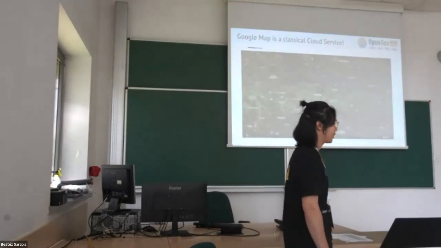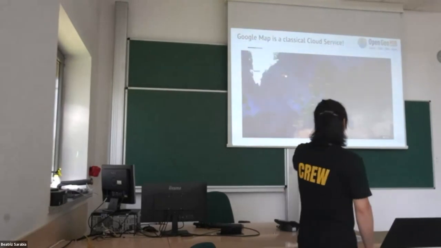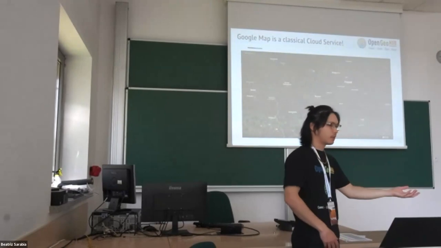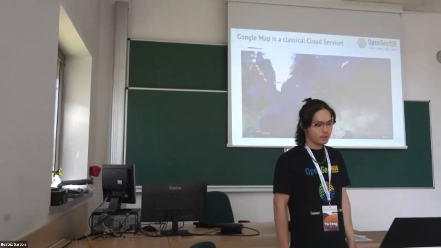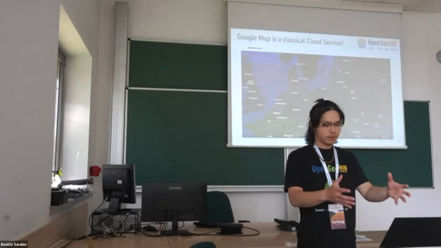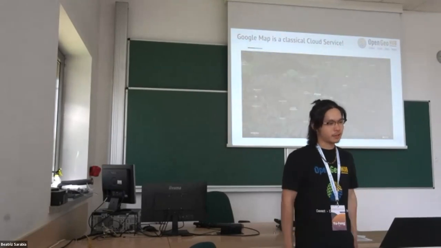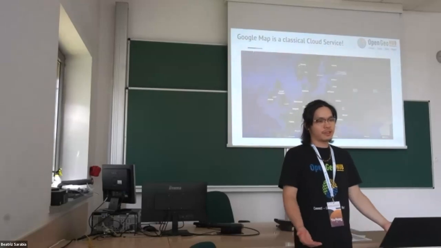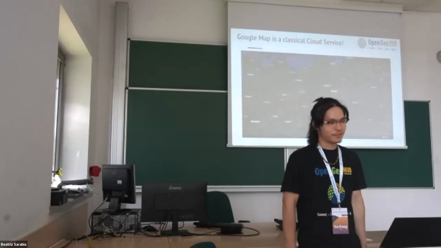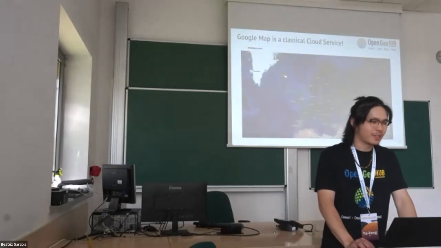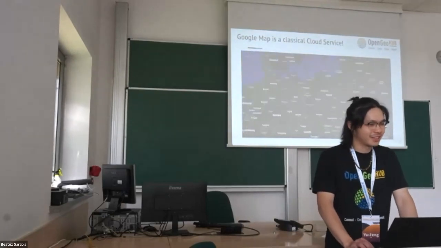Google Maps is also a cloud service. You will see from the beginning you can't see everything, and as you zoom in you find more features, even vector data and even terrain features. For the raster and for the vector, Google Maps do a great job with this kind of cloud service. I don't know how many years they have already adopted this system, but yeah.